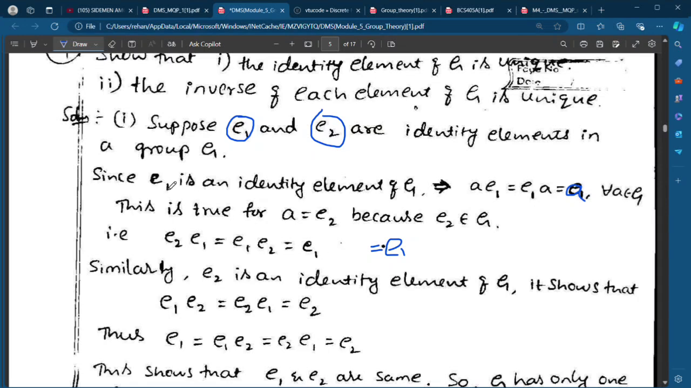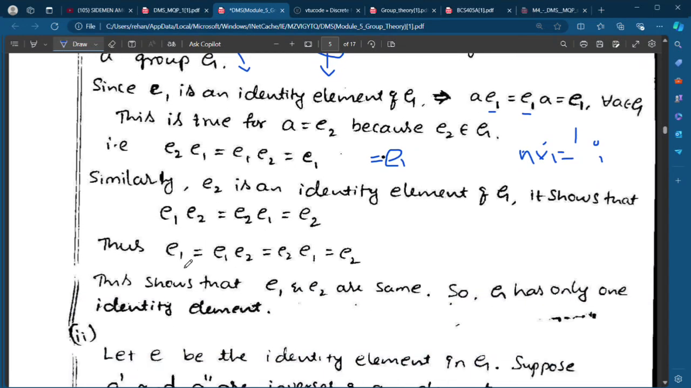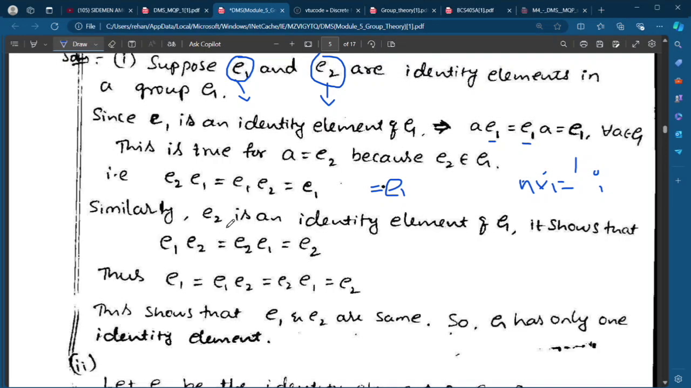Identity element we are proving, right? Any number into identity will give us that number itself. It should give me the element itself. Since here I have E1 as my identity element, anything into the identity element will give me that element itself. Same way, first I considered this as my identity element. Now I'll consider this as my identity element. Let us see what I'm getting now.